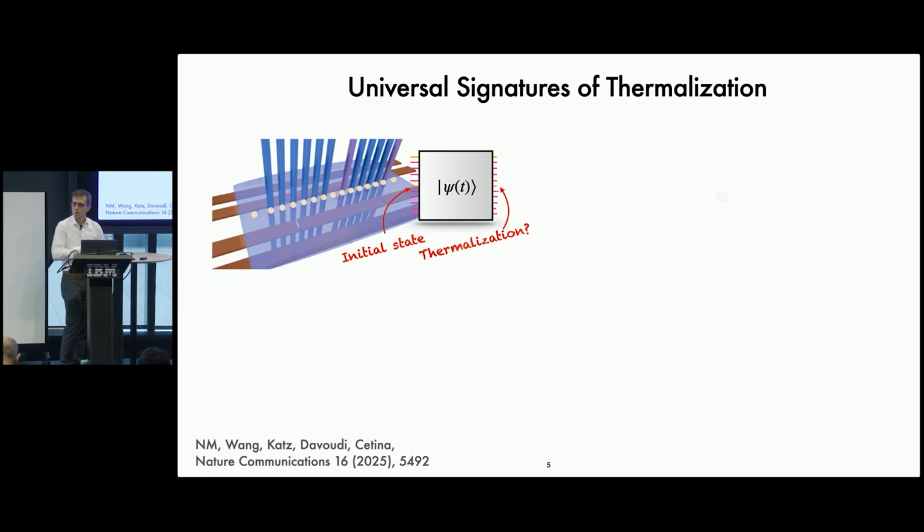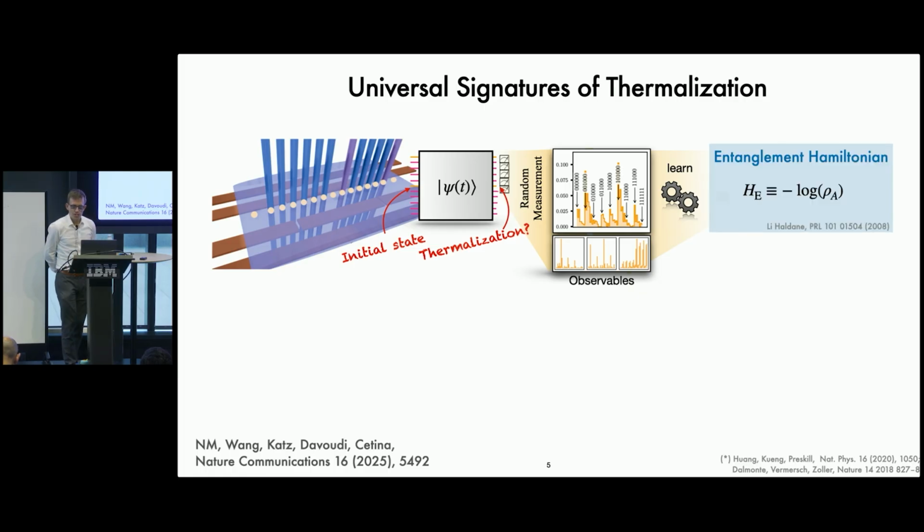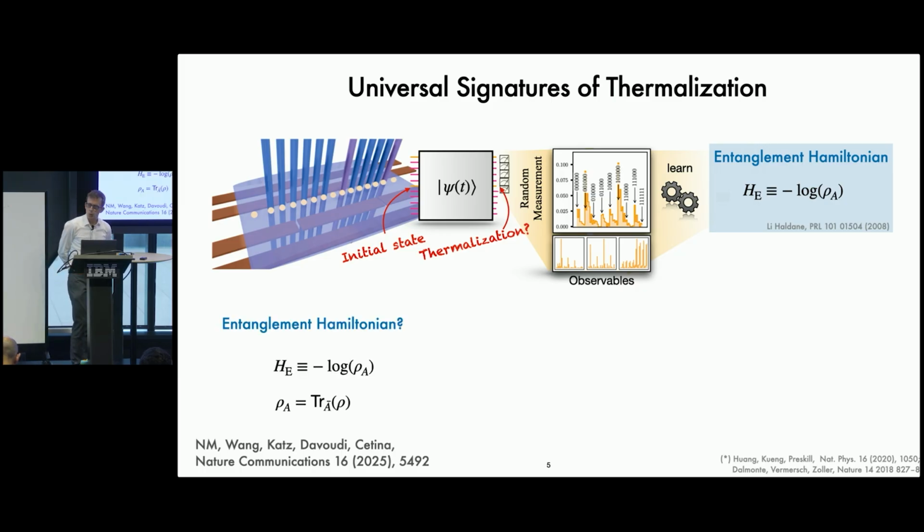That's problem number one. Problem number two is what is it that you actually measure? And we tried to circumvent this problem a little bit. We did the following. We measured random observables. After we evolved the state for some time, we measured random observables, and what we wanted to learn is something called an entanglement Hamiltonian. What is an entanglement Hamiltonian? An entanglement Hamiltonian is a weird object. It's basically minus the log of a reduced density matrix.